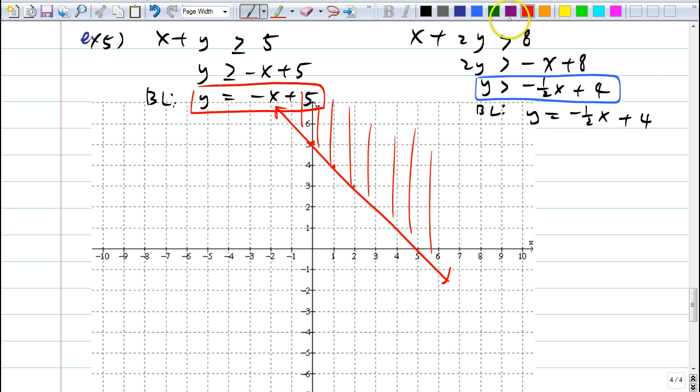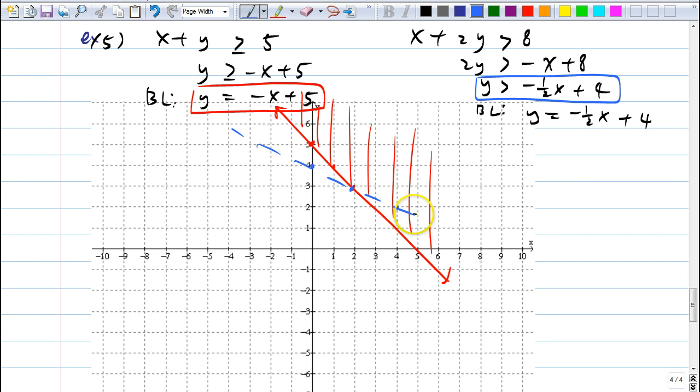Carolyn, tell me what to do for the second line. You go to 4 on the y-axis. Good. And then you go down 1, right 2. Good. Go down one, right two. Go down one, right two. Okay, and then is it going to be solid or dotted? Dotted this time, right, guys? It says y is just greater. It doesn't say greater than or equal to. So you put a dotted line, okay, like this.